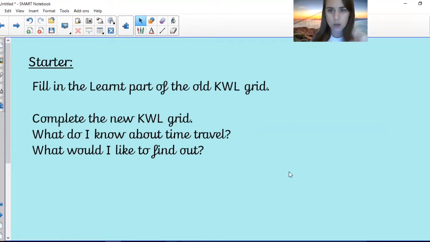For those children at school, we need to fill in our KWL grids. So, know, what I want to know, and what I have learned. Of course, we never fill in the L part until the end of the term. So the children at school will fill in their learnt part of the KWL grid from last term, and then we're going to fill in the what we already know and what we want to find out part of the grid.